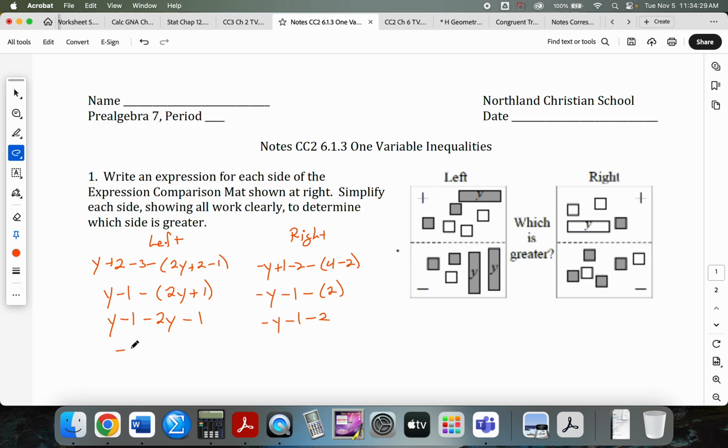So this is a negative y minus 2, and this is a negative y minus 3. And then we'll remove a negative y from both sides. So we've got negative 2 compared to negative 3. Which side is greater? Which one? The left side.